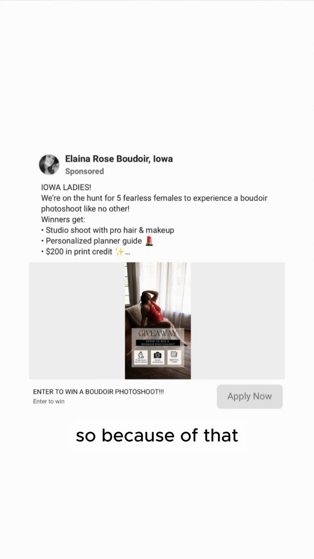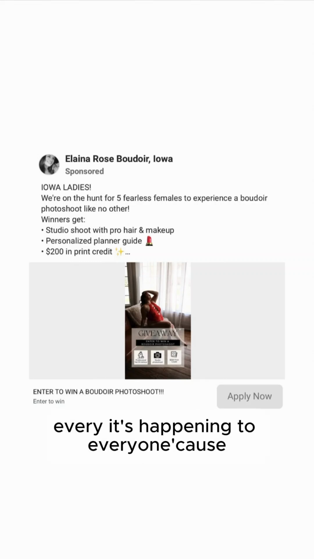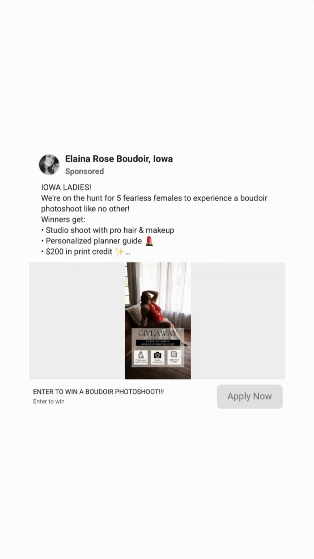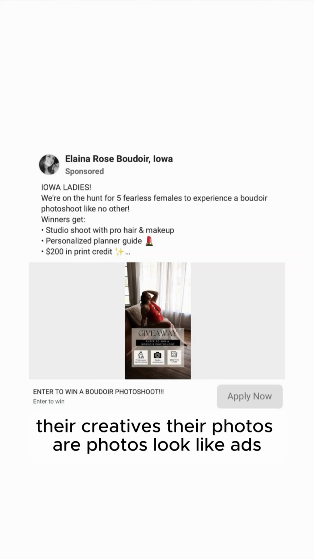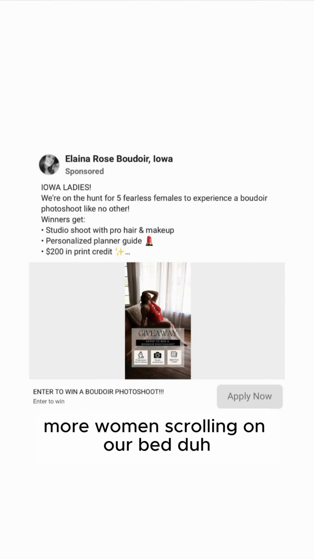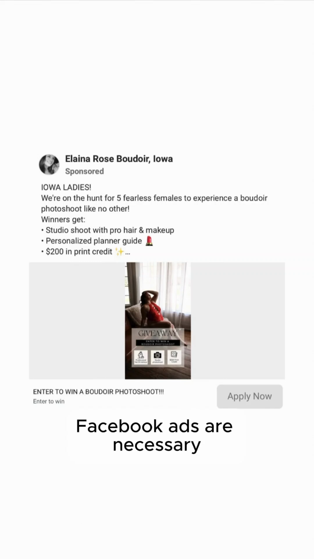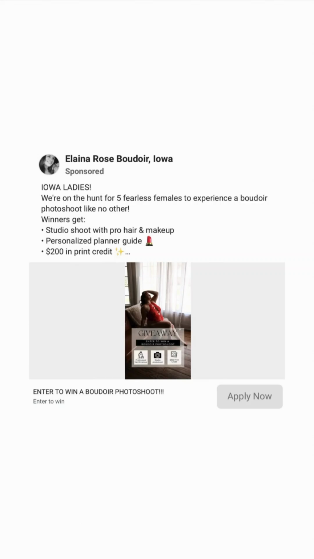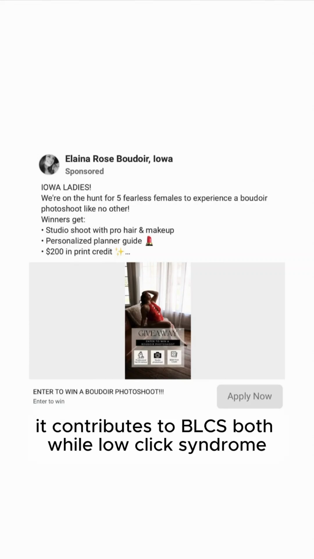So because of that, it's happening to everyone because everyone's making the same mistakes because everyone's ads look like ads, or at least their creatives. Their photos look like ads. So the consequence of this, way more women scrolling our Boudoir Facebook ads than necessary, and this is pulling down our unique CTRL. When it's pulling down our unique CTRL, it contributes to BLCS, Boudoir low click syndrome.